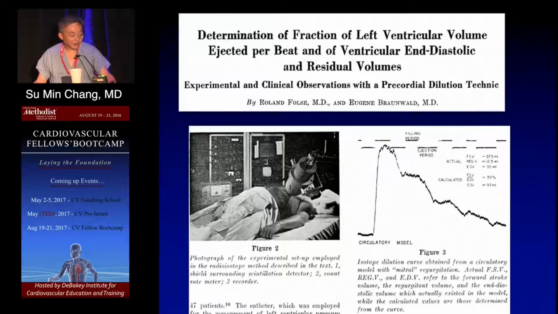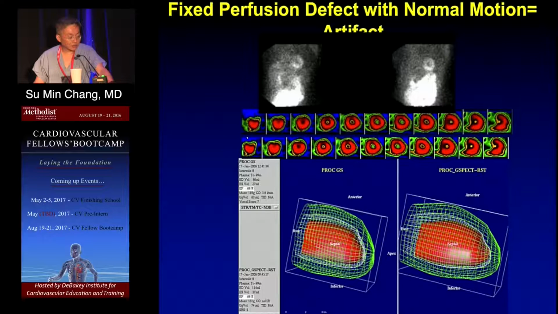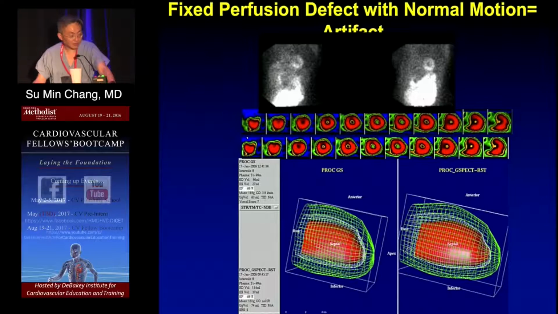And as a matter of fact, just a historical perspective, the first application of nuclear techniques was actually for assessment of LV function and LV size, here by Dr. Brownell. It goes back even before the echo was discovered.